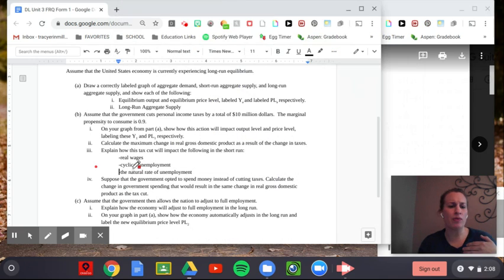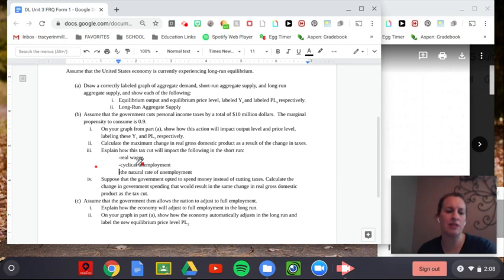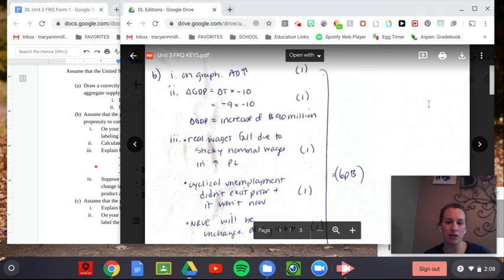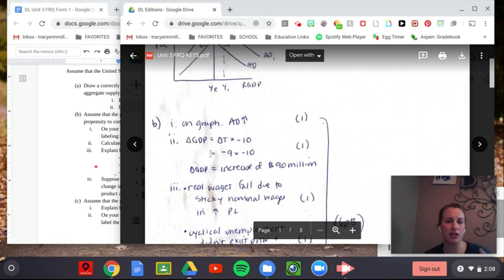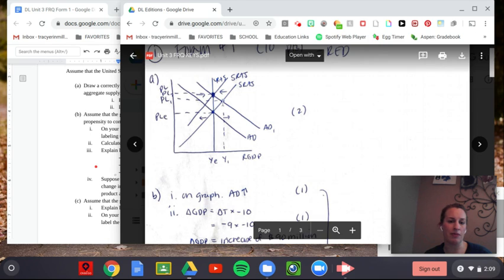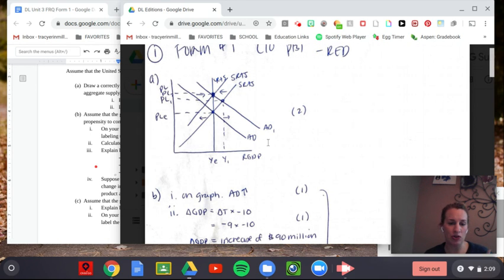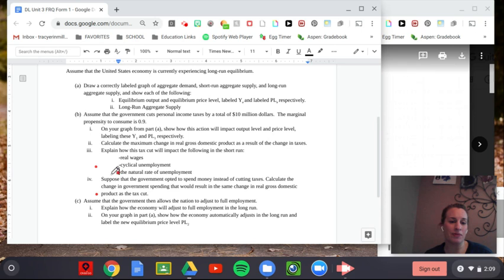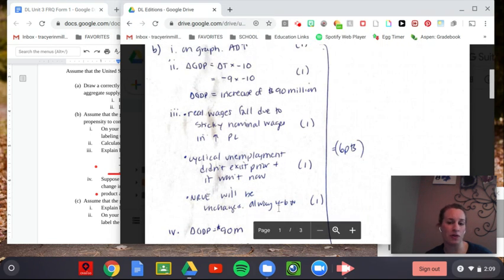Then we're taking a look at cyclical unemployment here. Cyclical unemployment is unemployment, of course, that's only present during a recession. So if we have a recession, cyclical unemployment is going to increase. But in this case, we went from a fully employed economy to an economy that was in an inflationary gap. So the answer to this is that cyclical unemployment didn't exist before, and it's not going to exist now. The natural rate of unemployment was the next part of this question. Again, this is something that's not going to change. It's always 4 to 6%.